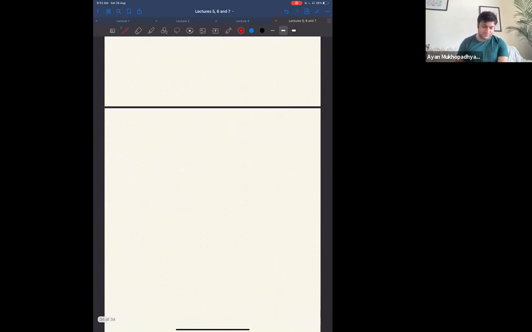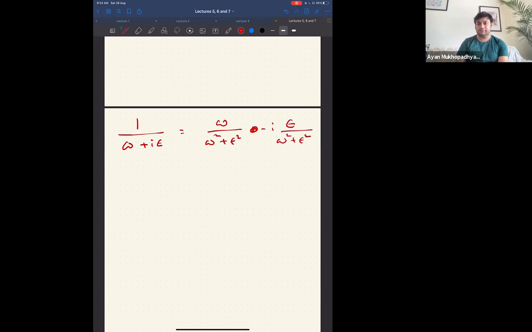So first, let us do one thing today which is useful, to see some consistency. If I write 1 over omega plus i epsilon, this object, if I rewrite it explicitly, becomes omega by omega squared plus epsilon squared, minus i epsilon by omega squared plus epsilon squared.